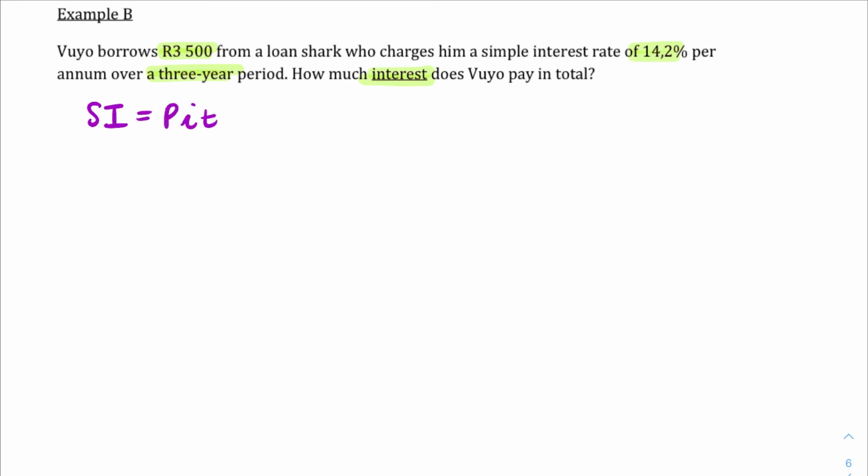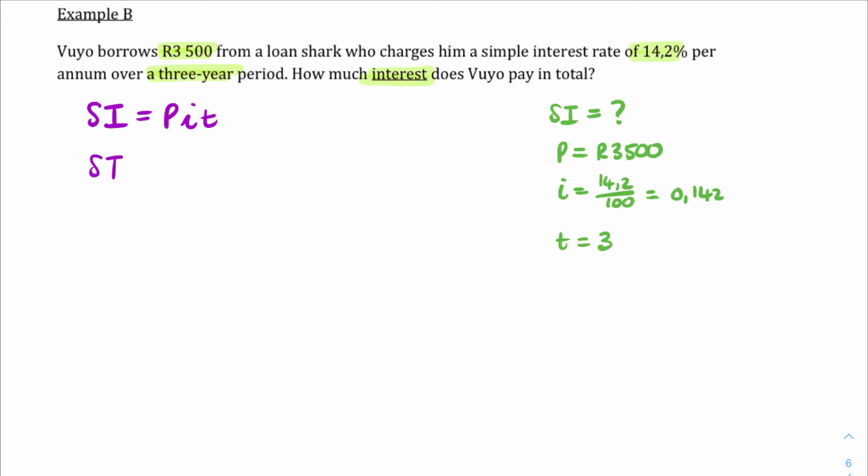The simple interest is the principal multiplied by the interest rate multiplied by the time. Can you see where these values are? Well, we want to know how much interest, only the interest that he has to pay on this loan. P represents the amount he borrowed, 3,500 Rand. He's going to pay back more than that amount of money. I is the interest rate, which is 14,2 over 100. So as a decimal, that's 0,142. And finally, T, in this case, 3.